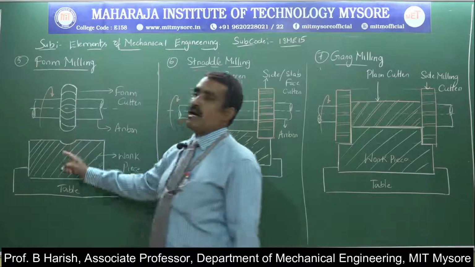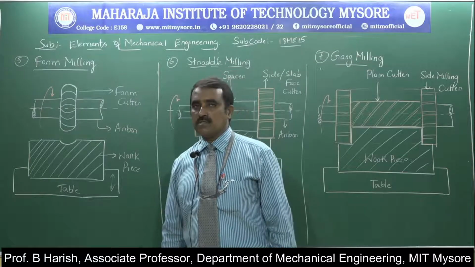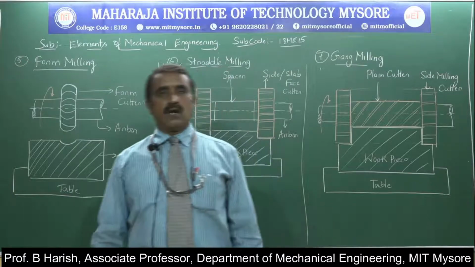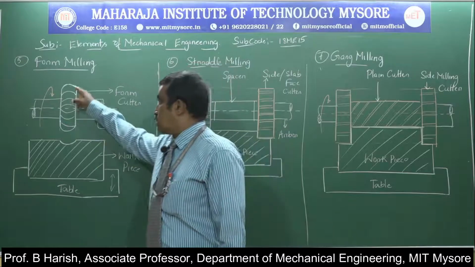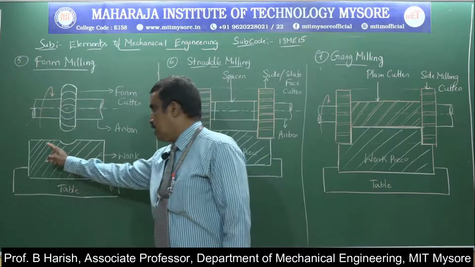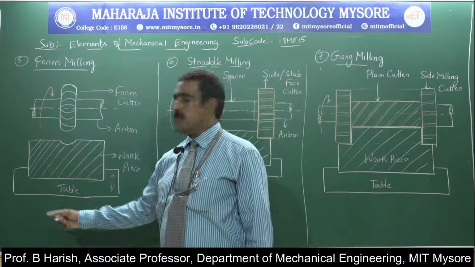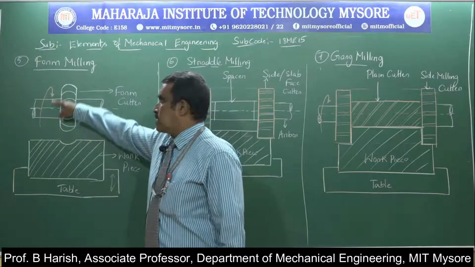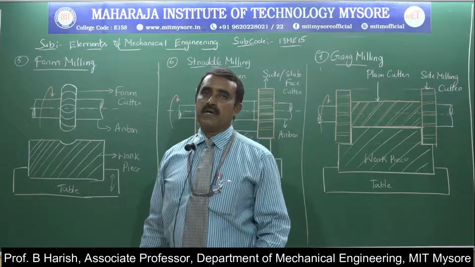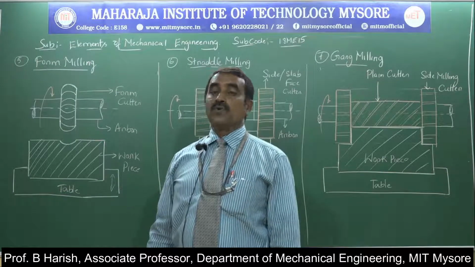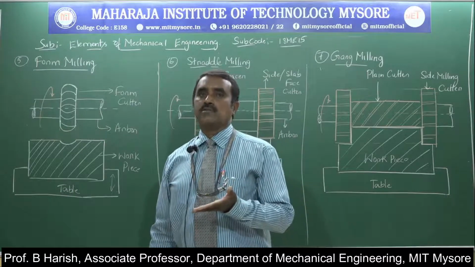The required form tool is selected. If you want a concave shape, a concave form tool is selected; if you want a convex shape, a convex form tool is selected. That selected tool is fixed on the arbor. Then the workpiece is fixed on the table and the machine is switched on. In all the operations it is very important to show the direction in which the tool will be rotating. In a milling machine, the tool is rotating, and the workpiece is fed against the rotating tool.